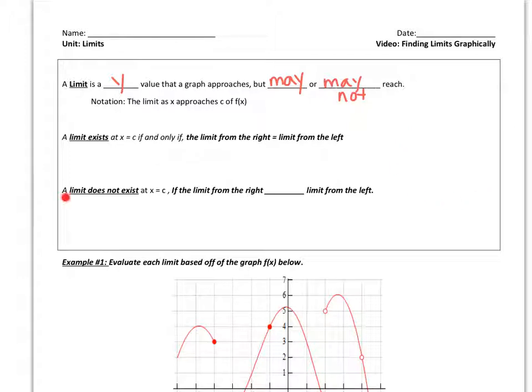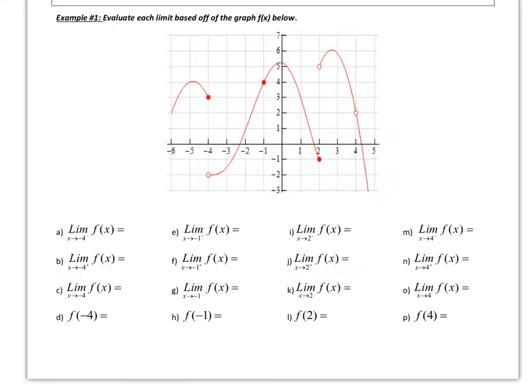Okay? So a limit does not exist at x equals c if the limit from the left and the right are not equal. So, what do I mean by that? Let's look at this example.